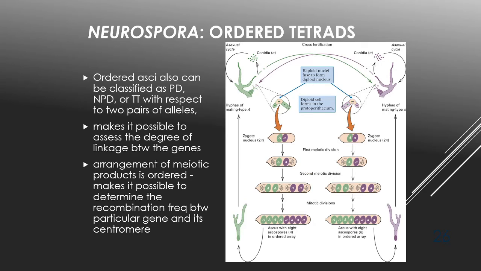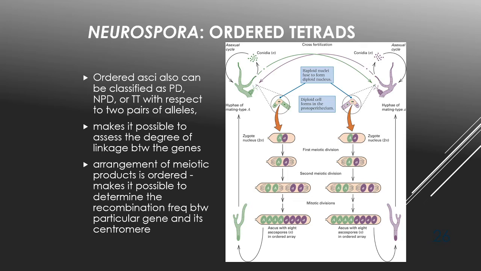This is Neurospora crassa. Neurospora crassa creates ordered tetrads, meaning that each product of the meiosis will be created one after another. Ordered asci can also be classified as PD, NPD, or TT with respect to two pairs of alleles. So that means you have not just one but two, AA, BB, right? So it makes it possible to assess the degree of linkage between genes.